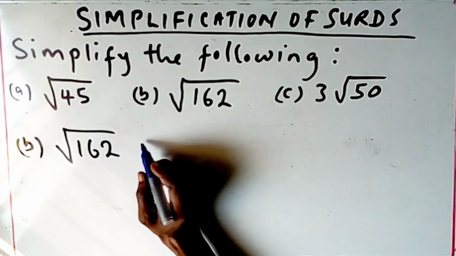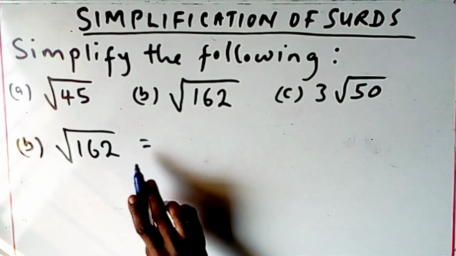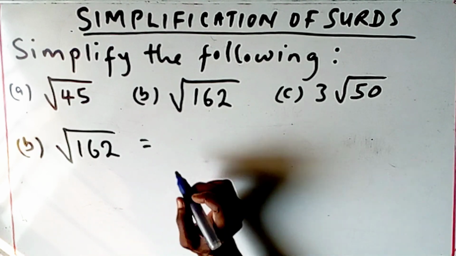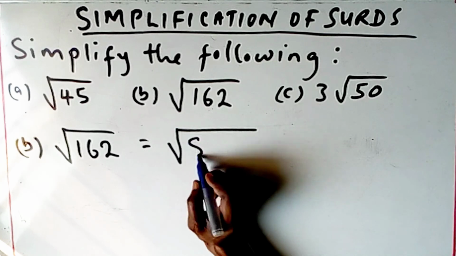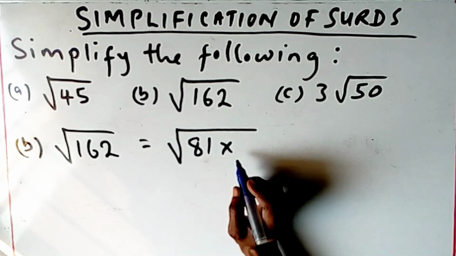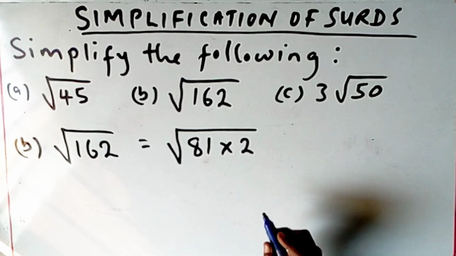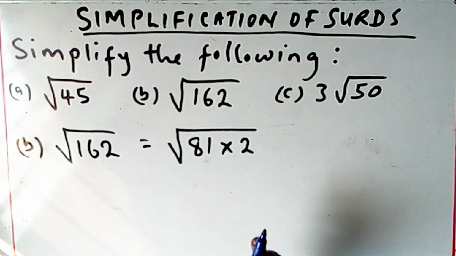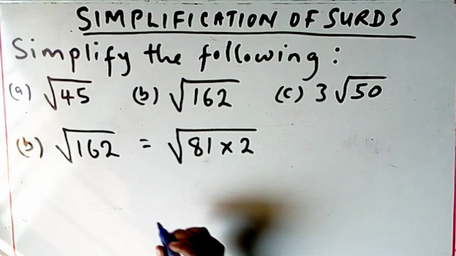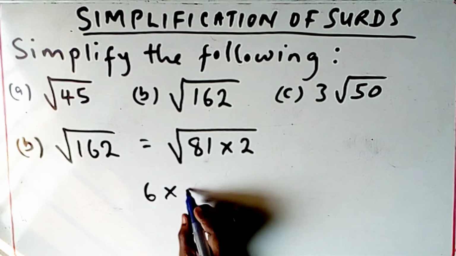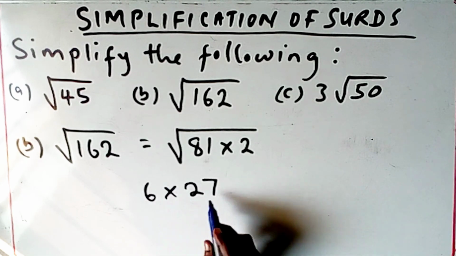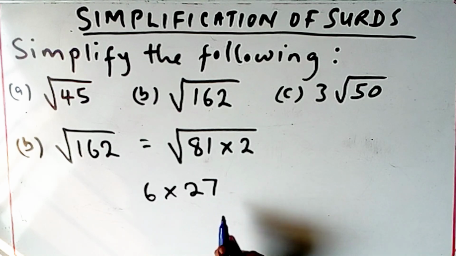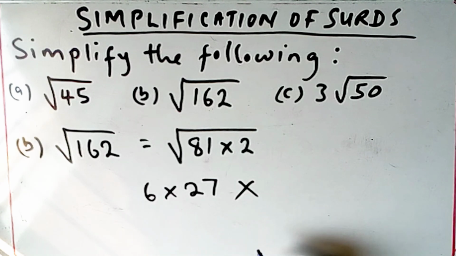162. The same thing, we're going to look for two numbers. When we multiply the two numbers, that will give us 162. One must be a perfect square. So 81 and 2 will give us 162. 81 is a perfect square. If you look at 6 times 27, that will also give us 162, but we can't use this because neither of these is a perfect square.